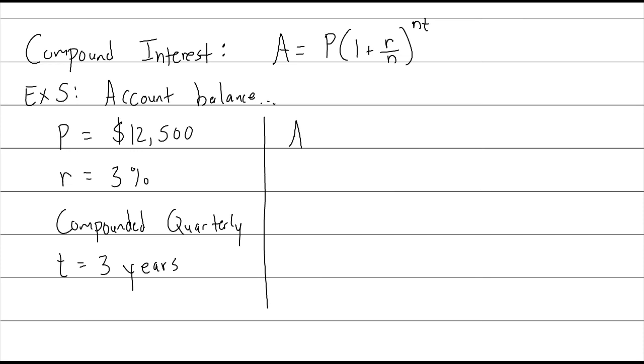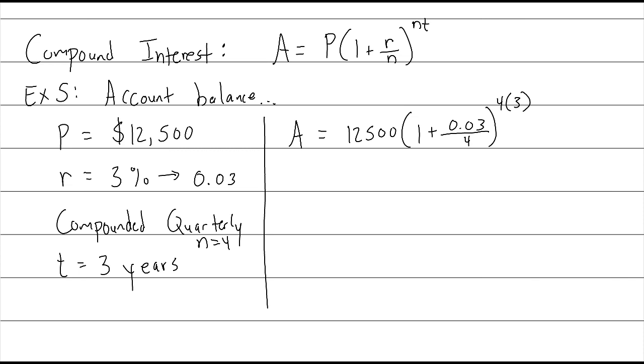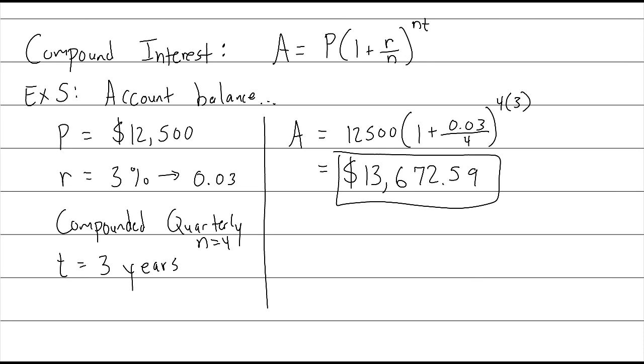And I'm just going to use the formula. What is the account balance when I put $12,500 into this account? The rate has to be written as a decimal. So instead of 3%, you would put in 0.03. If it's being compounded quarterly, that means that n is 4. Raised to the n is 4, t is 3, so it's going to be 12th power up top. Okay, I'm going to just type that in the calculator. All right, so if I type this in the calculator, I get $13,672.59. It's a pretty good return, unless of course you're talking about debt, in which case not a good thing.